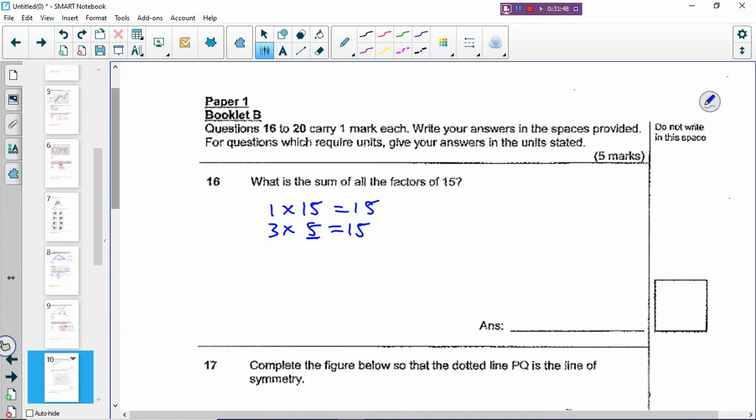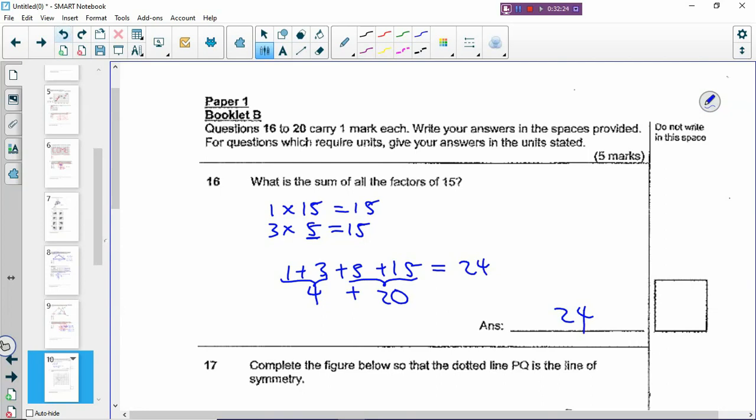So what is the sum of all the factors? Which means that you have to add up all the factors like this. Alright, add the factors. So 1 plus 3. Okay, again, there's a shortcut here. Some of you like to take 1 plus 3, 4, 4 plus 5, 9, 9 plus 15, and then get the answer. But a faster way of adding many numbers is to pair them up. So 1 plus 3 is 4, 5 plus 15 is 20. So you have 4, and then there's a 20, and then 20 plus 4, that's how you get 24. And that's how you do it faster when you pair them up.